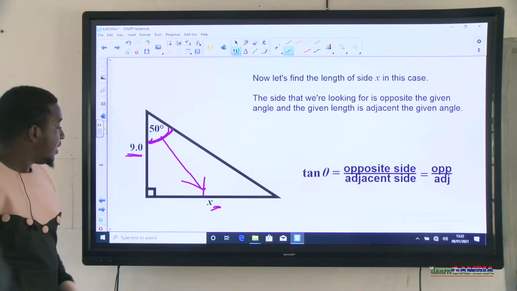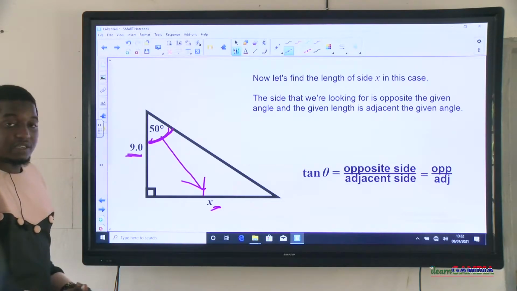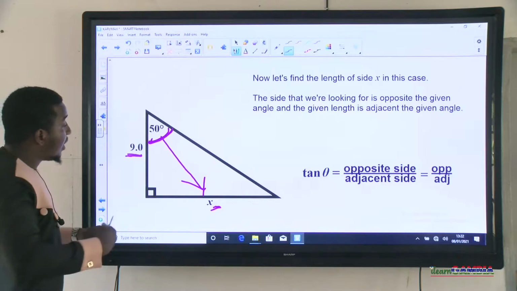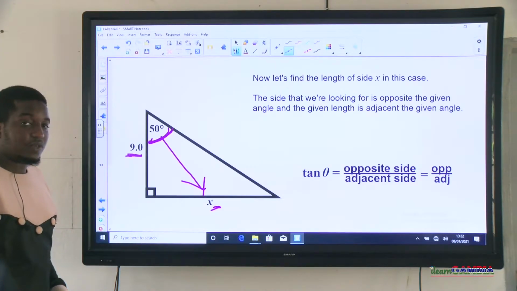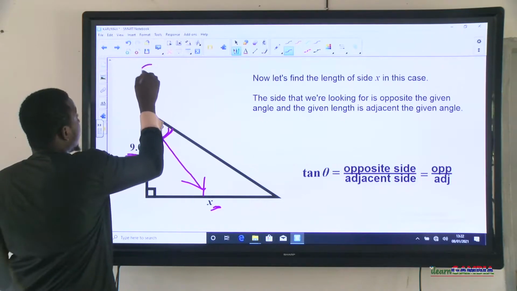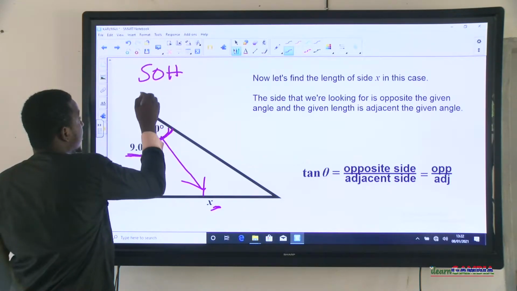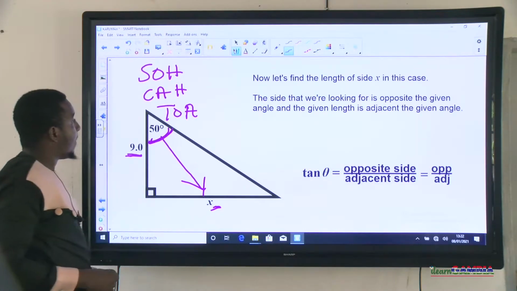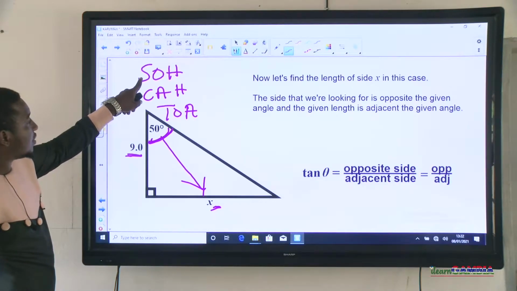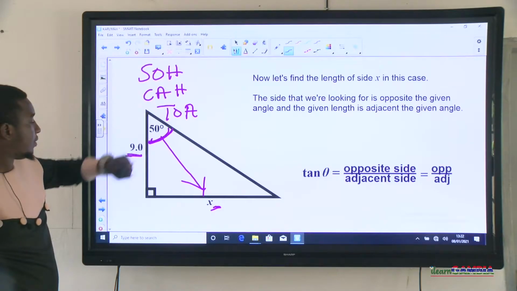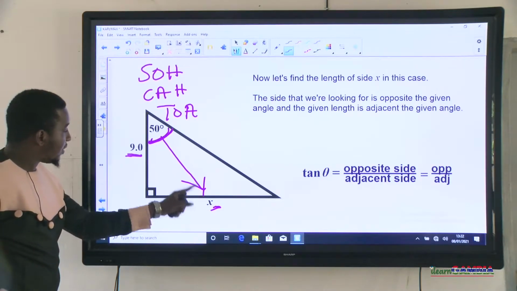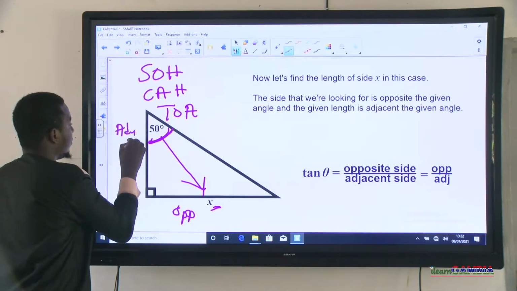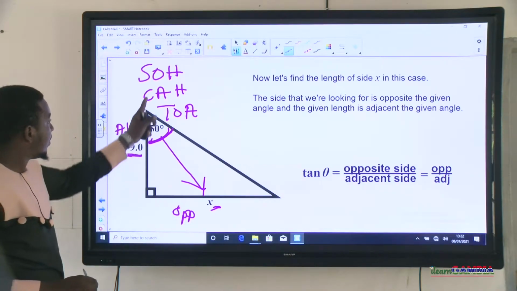Now, what can we use to find the value of x? We can only use three ratios. We have the sine, we have cos, we have tan. Now, we can use one of them based on the information that is given to us. Like if you use SOHCAHTOA. Now in order for us to use sine, we should be given the opposite and the hypotenuse. Is that what we are given? We are given the opposite and the adjacent. Here we have the opposite and here we have the adjacent. So it means we cannot use sine.